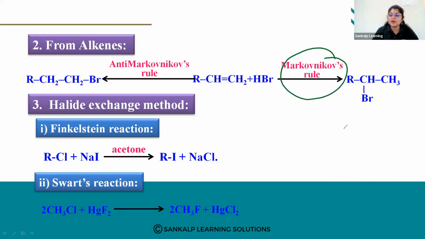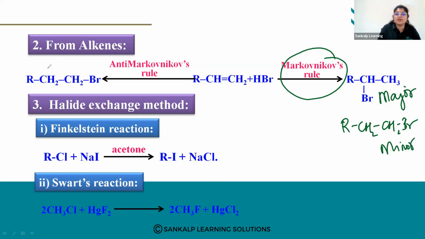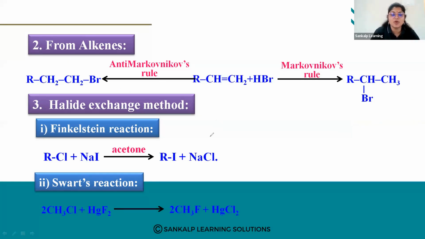In this also the product CH3, CH2, CH2, Br is obtained. But in Markovnikov rule, the first will be the major product and this will be the minor product. In anti-Markovnikov rule, this will be the major product, and the other product, CH3, CHBr, CH3, is also obtained, but it will be a minor product. So this is from alkenes.